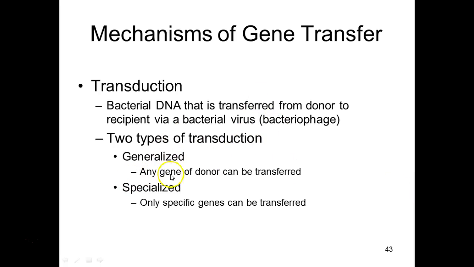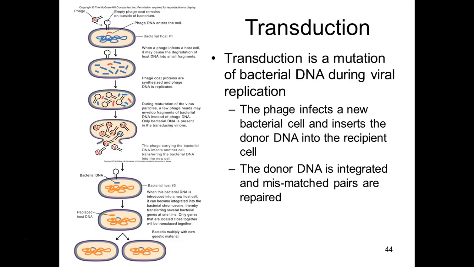So generalized means any gene of the donor can be transferred. There's actually even specialized transfer where only specific genes can be picked up and transferred. We're not going to get into the specifics of that for this course. We're going to keep it basic. But just know that there are different degrees of transduction that can happen, in what can actually be moved from one bacterial cell to another by a virus. In this case, a bacterial virus.